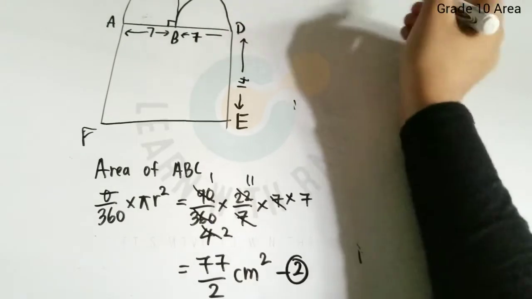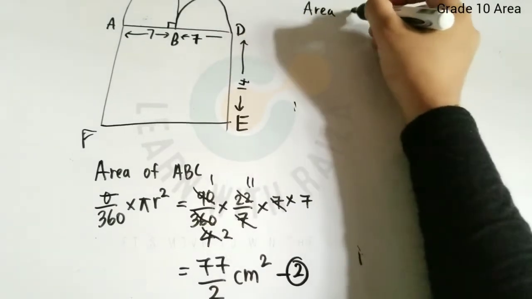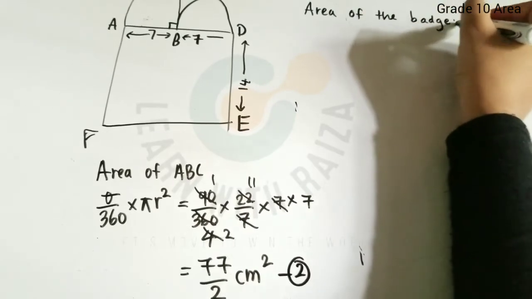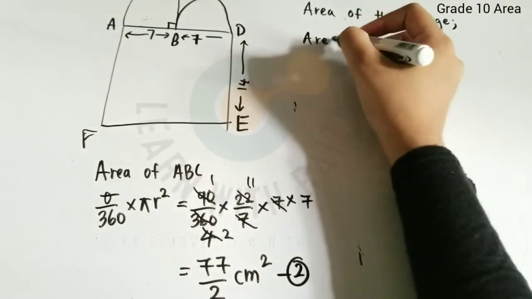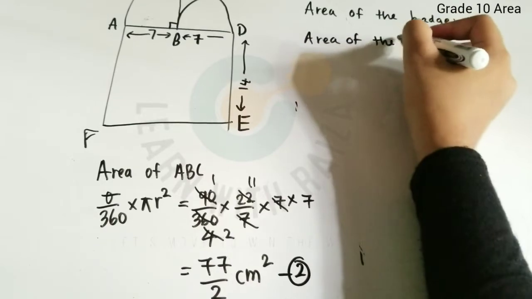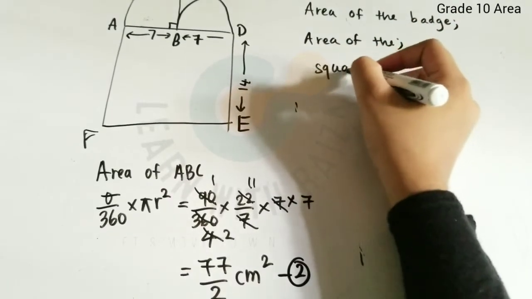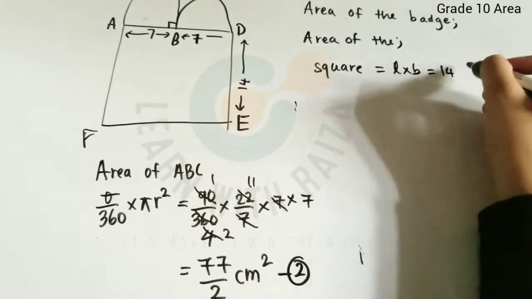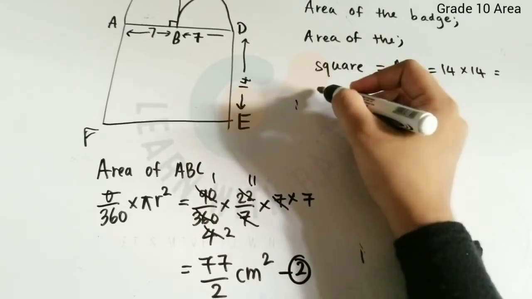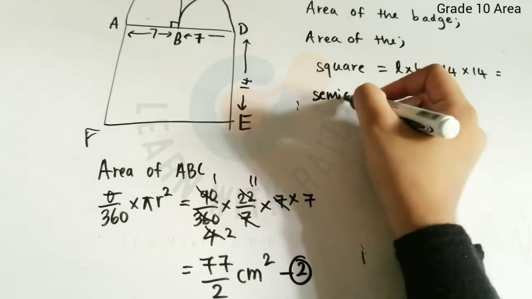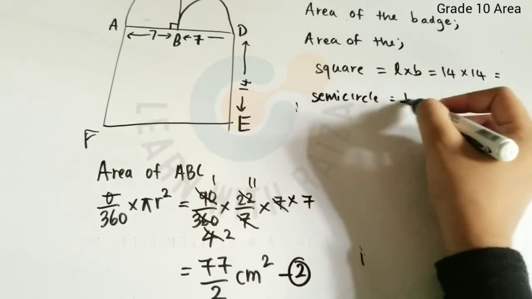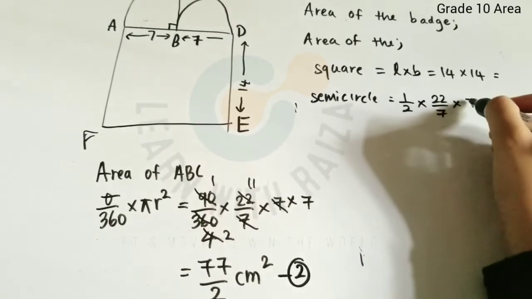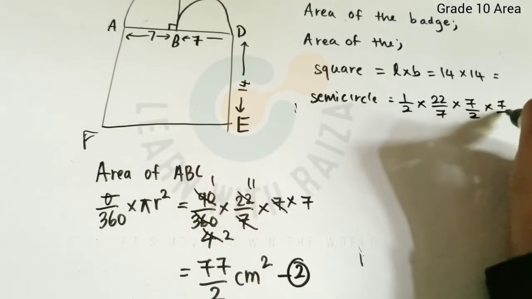Right, now we'll find area of the badge. If you need to find the area of the badge, you should find area of the square. Square area means length into breadth. So we can write 14 into 14. Then you have to find the area of the semicircle. Semicircle area we can write half into pi r squared, 22 upon 7 into 7 upon 2 into 7 upon 2.